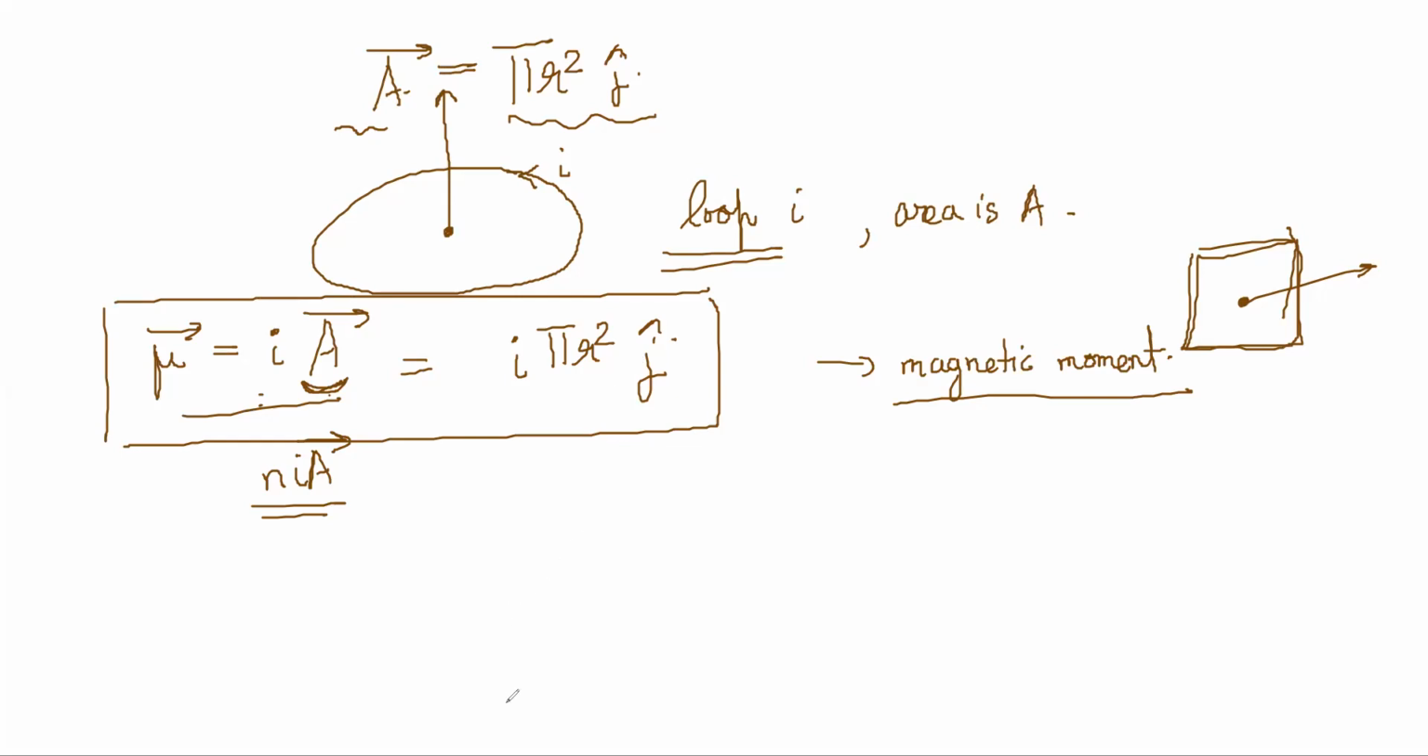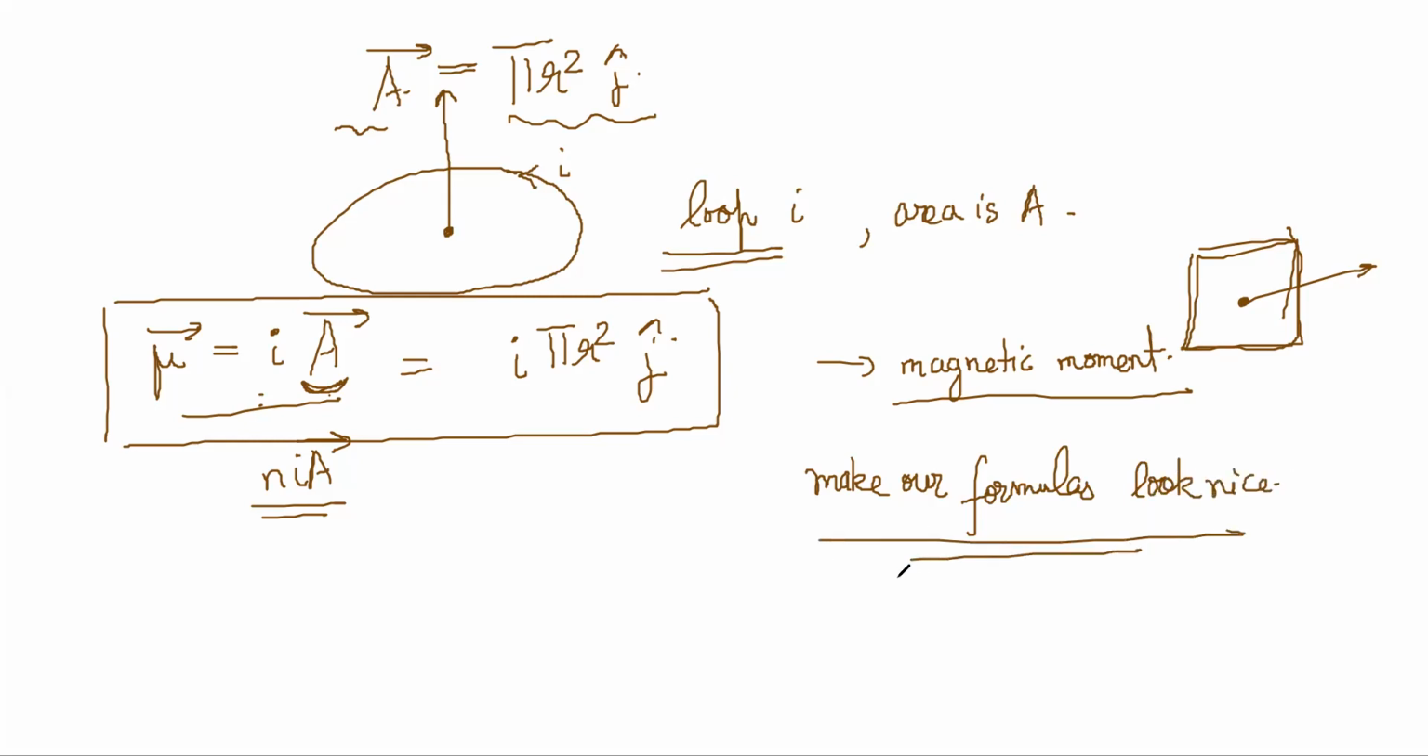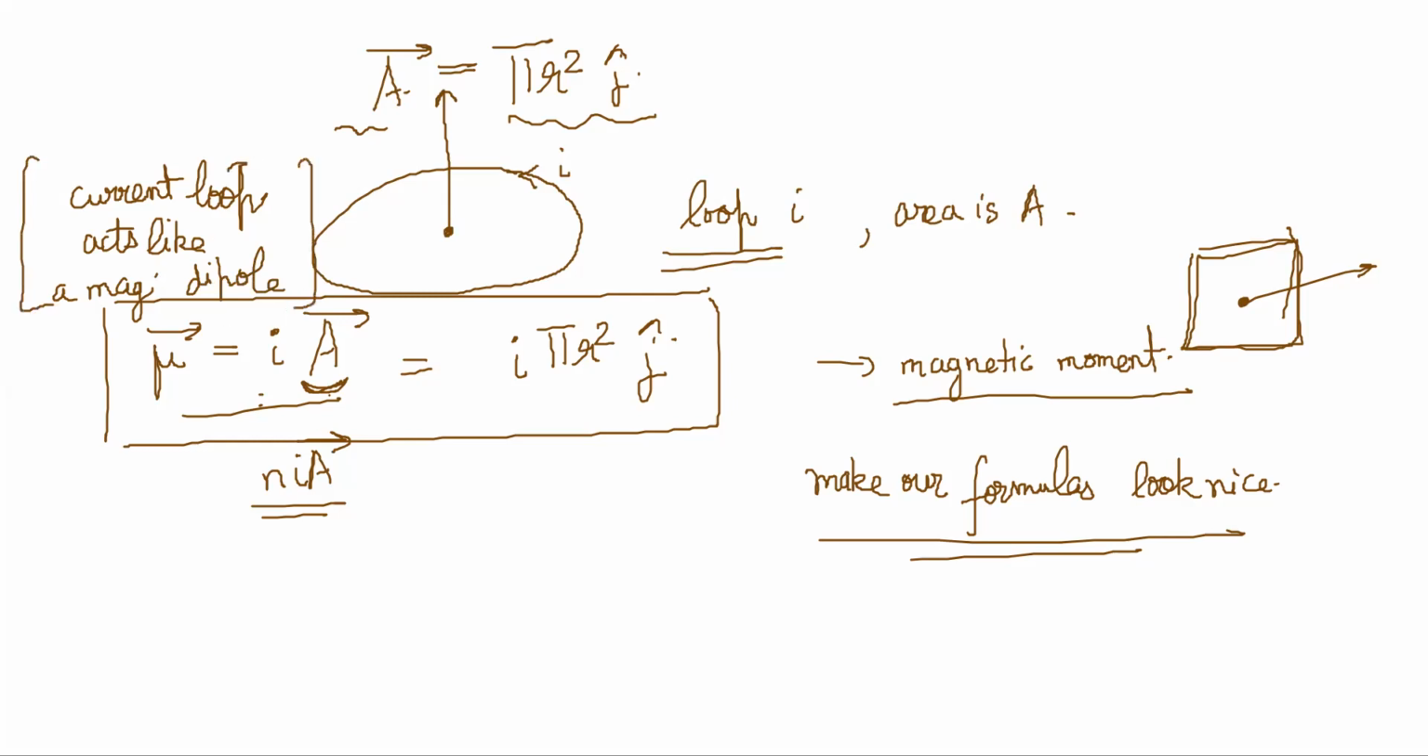because we just want to make our formulas look nice, similar to the electric dipole formulas. So it is just a tool that helps us remember how dipoles behave. We know how electric dipoles behave, so now we also know how this current loop behaves. The current loop acts like a magnetic dipole, in the same way an electric dipole acts.